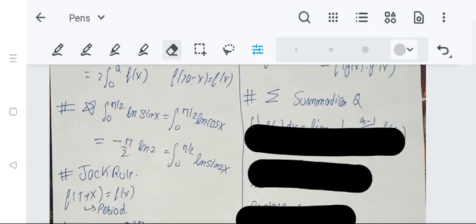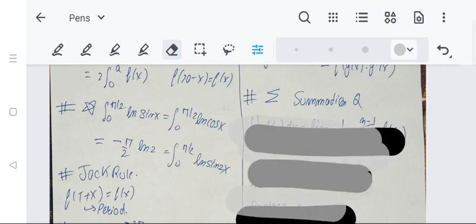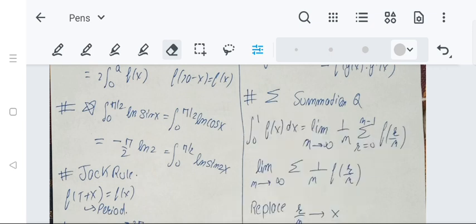Then summation questions, these questions are also easy, it looks scary but it is easy. If you want to integrate 0 to 1 of f(x) dx, this is the simplest form I have written. This would not be given in the question; this term would be given in the question: limit n tends to infinity, 1 upon n, summation r equals 0 to n minus 1 of f(r by n).